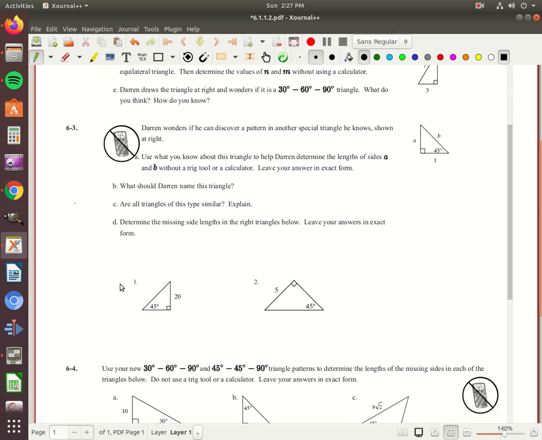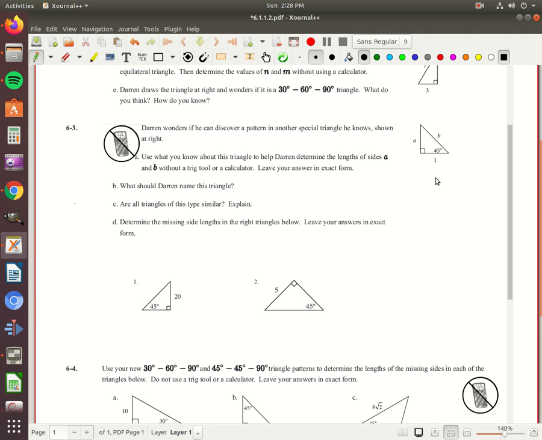Chapter 6, Day 2. We're going to start with the 45. I'm going to go a little bit out of order. So it says, Darren wonders if he can discover a pattern in another special triangle. So they start with 30, 60, 90s. But I think it makes more sense to start with 45, 45, 90. I think they're easier for most kids to remember.